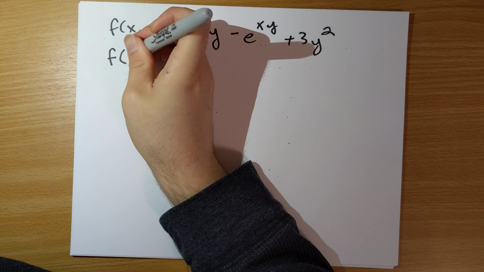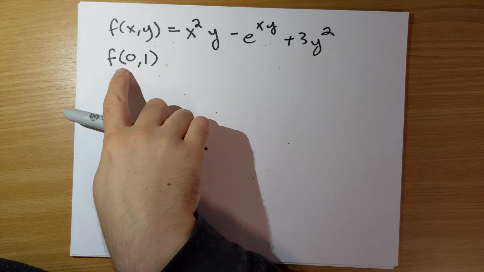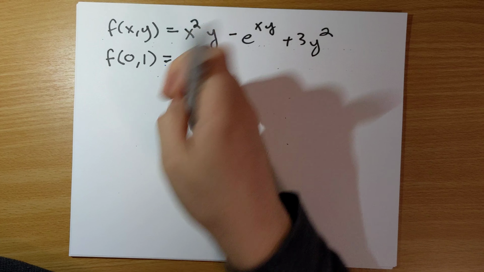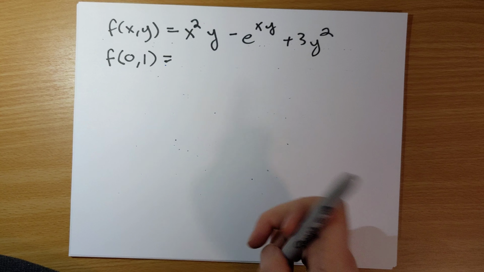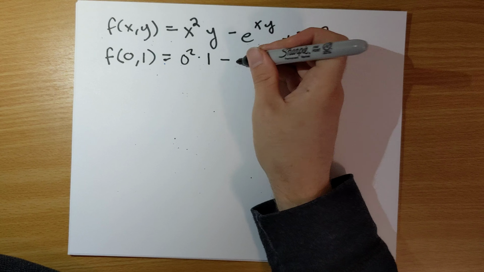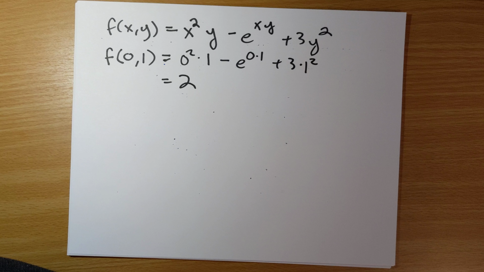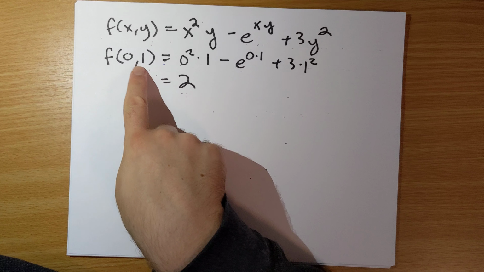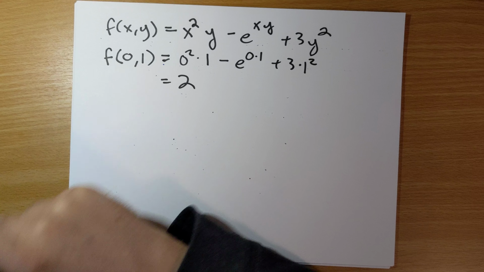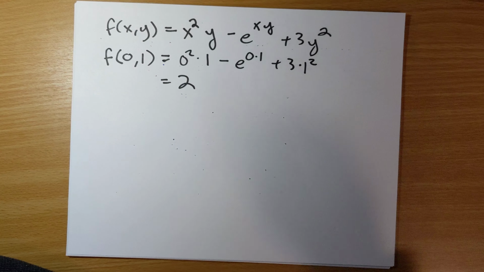And so we're going to give it 2 inputs. We're going to give it x is 0 and y is 1. We end up with 0 squared times 1 minus e to the 0 times 1 plus 3 times 1 squared. And this ends up as 2 when you simplify this. So this function inputs 2 numbers, x and y, 0 and 1 in this case, and it gives you 1 output, the number 2.